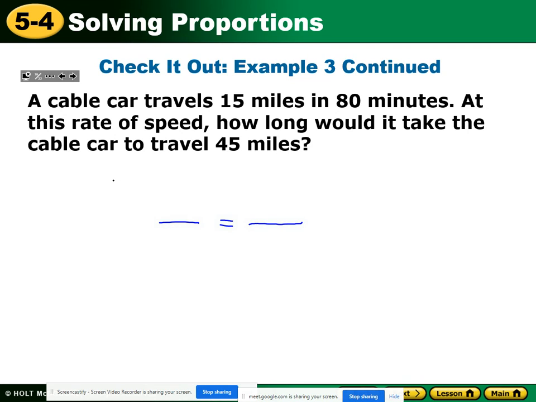So what would it be for this left side fraction, Carson? Left side. 15 miles over 80 minutes. Okay. So then, Connor, what would this right side be? 45 miles over X minutes. Good job, sir.